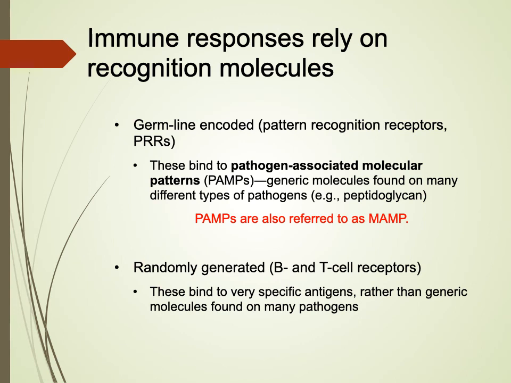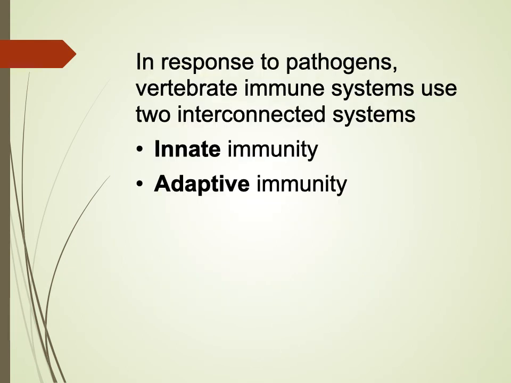So again, this bottom portion is actually 4 chapters in our textbook. So there's more to come on this. Based on whether this is a germline response or whether this is because of receptors that are randomly generated, we can break the immune response into 2 different systems, the innate immunity and adaptive immunity.